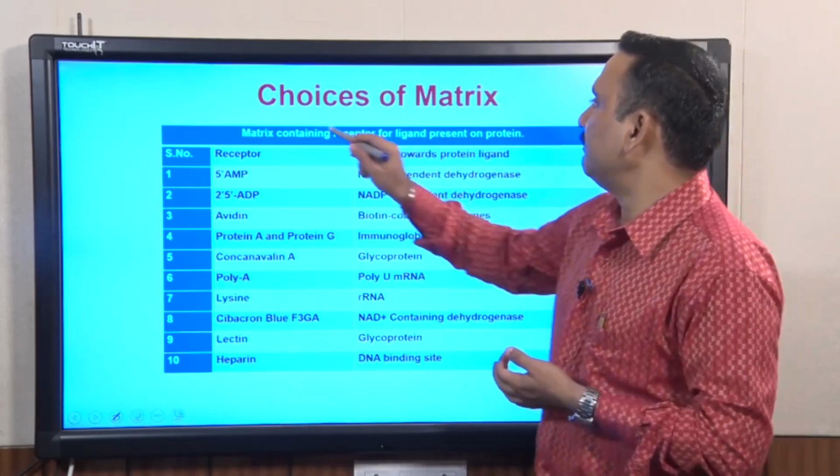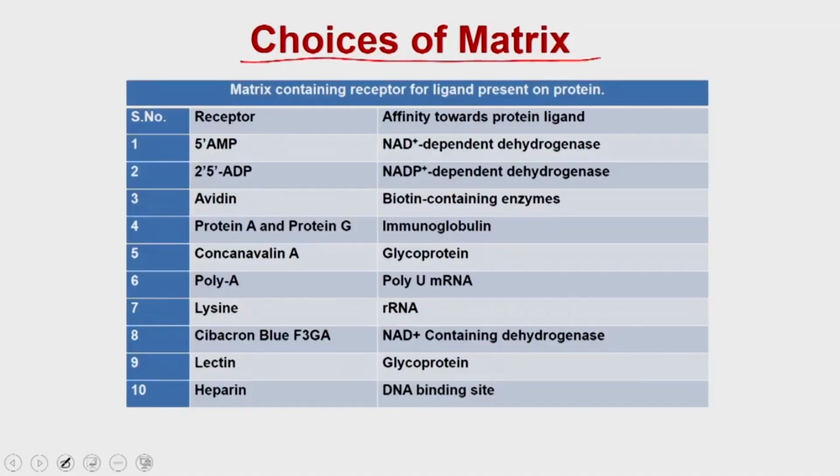So, now what are the matrices which are available for affinity chromatography? I am giving you a simple example of different matrices. We have a very extensive list of matrices that people can use. Here I have given a receptor, and then I have given the ligand towards which it has affinity. All these receptors are coupled to the beads or the matrix.